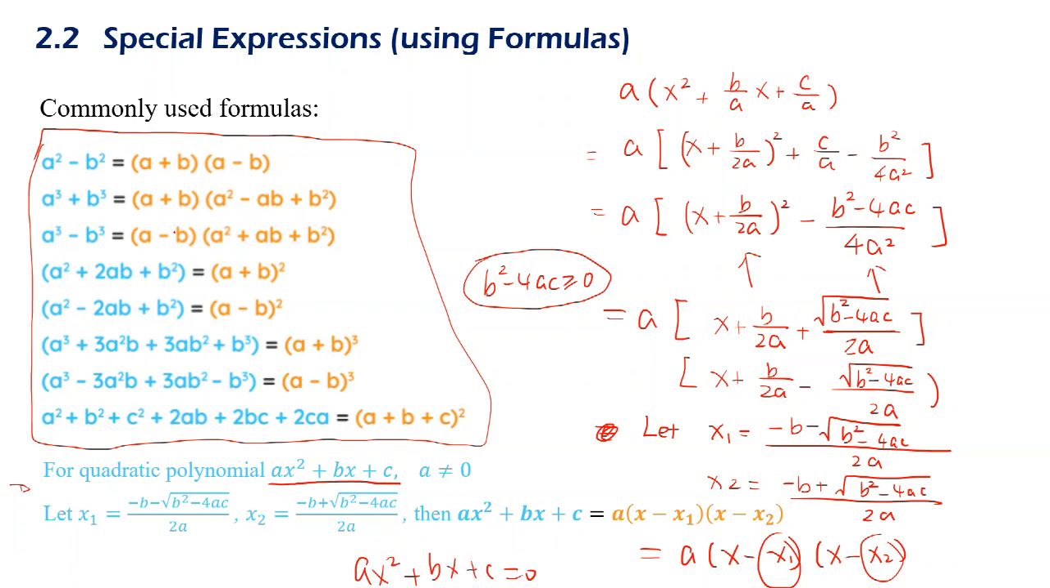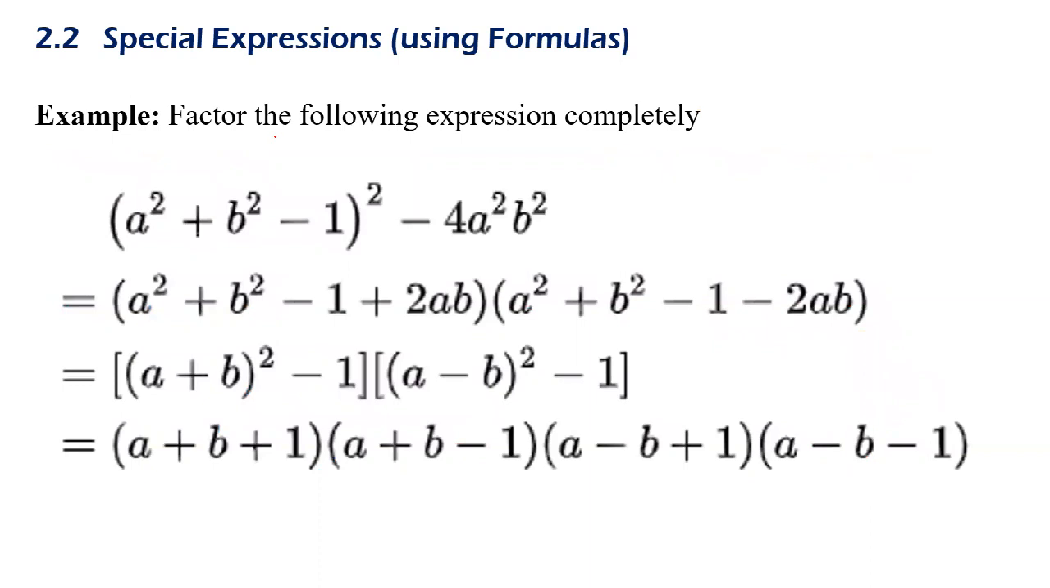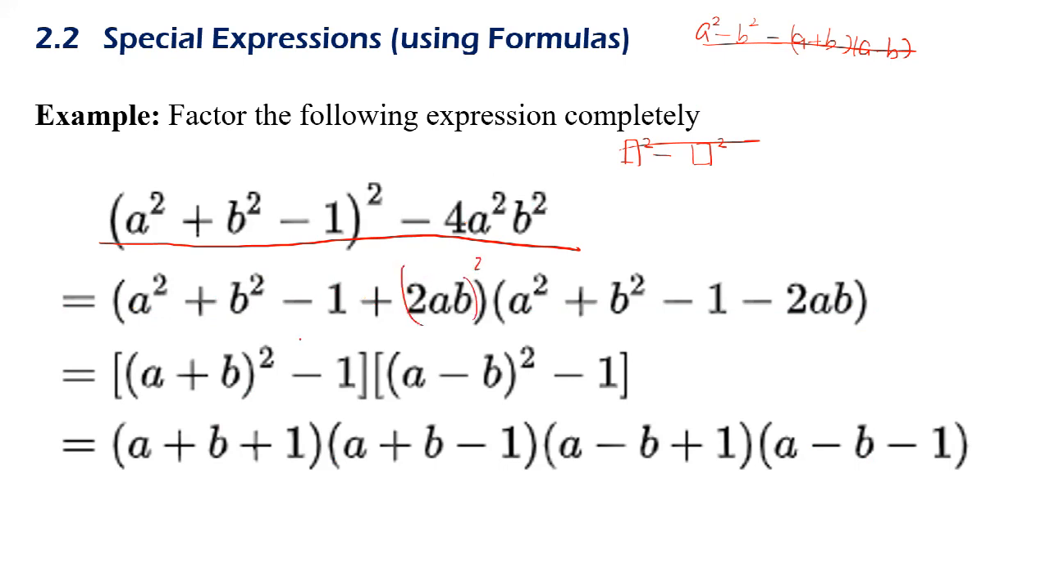Okay, let's have a look at an example. Factor the following expressions completely. Okay, this is the original expression. And by observation, we can see that it is something square minus something square, right? So you can use this formula: a squared minus b squared is a plus b times a minus b. Okay, so first step, it equals a squared plus b squared minus 1 plus 2ab, right? Because 4a squared b squared is 2ab squared.